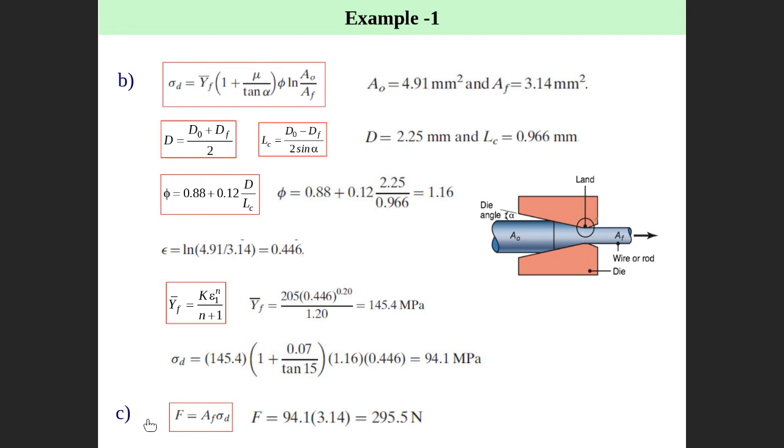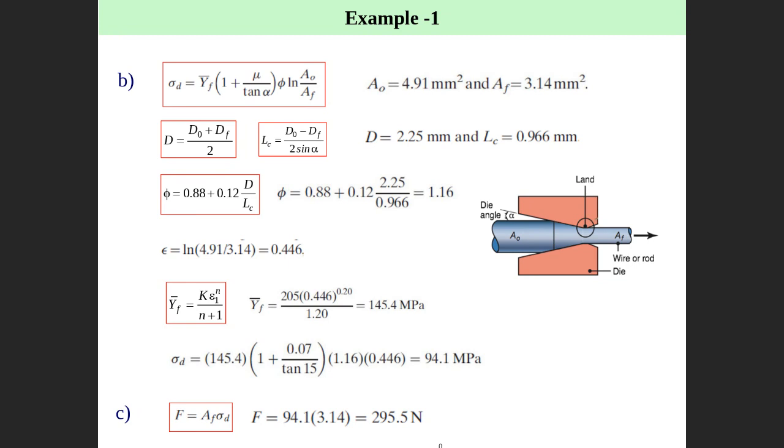Then next, what is the force? Force equals Af, I'm telling again, Af multiplied by sigma D. We calculate Af here, then you apply and get the force. This is the force in wire drawing.